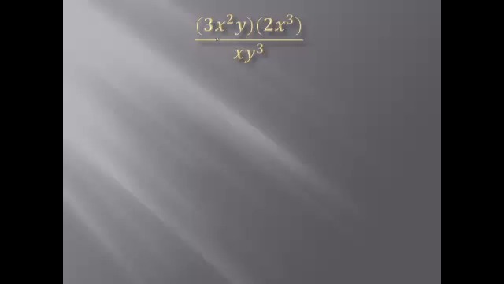Okay, with this first example we have 3x squared y times 2x to the third all over xy to the third, and we want to simplify this to where we only have the x variable appear once and the y variable appear once, and we want to combine these numbers. So we can move these numbers and bases around like so. 3 times 2, x squared times x to the third, and then y. Just kind of put my like variables together.